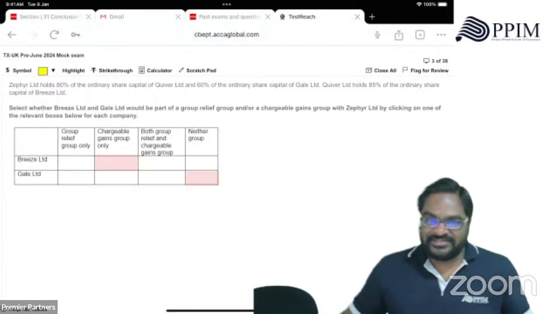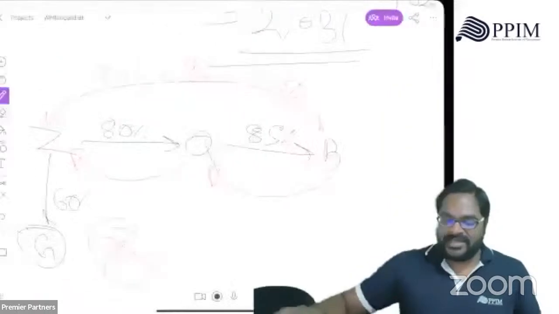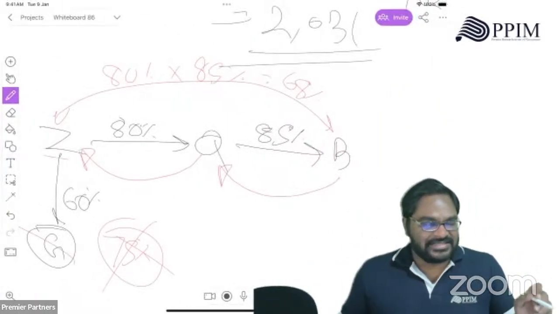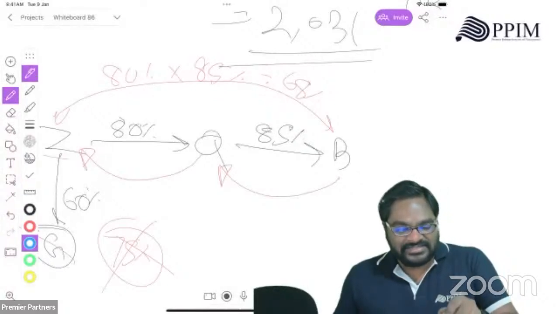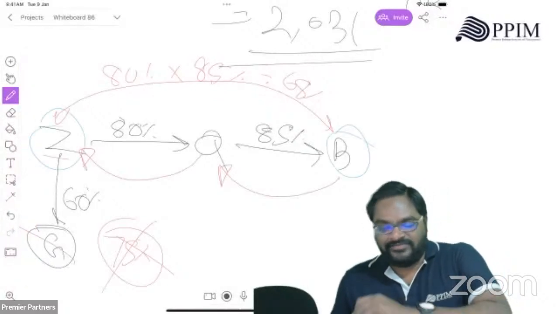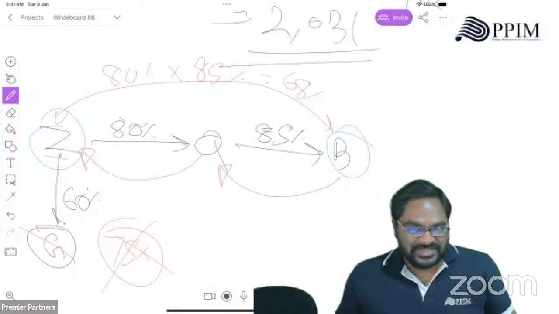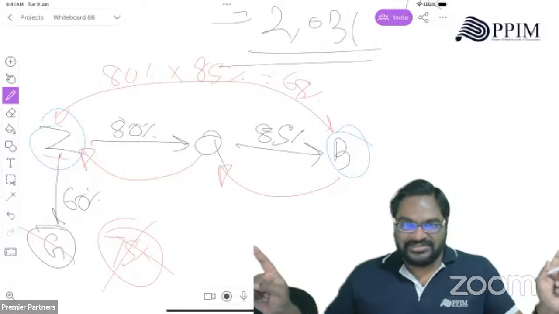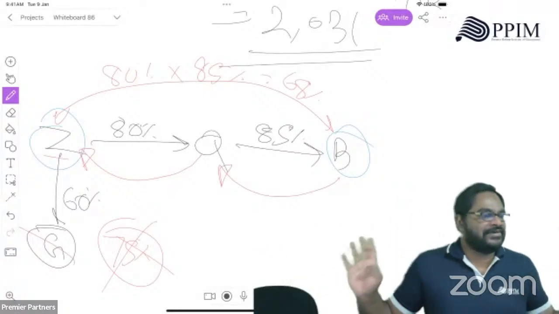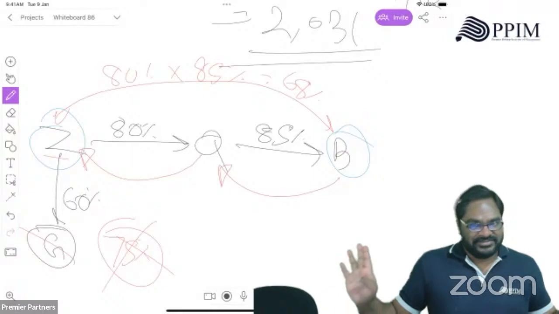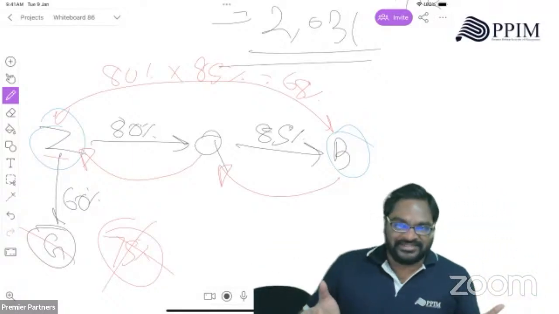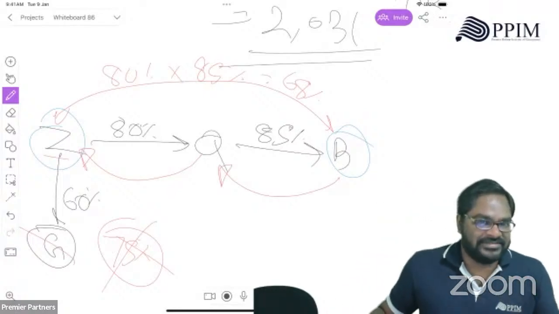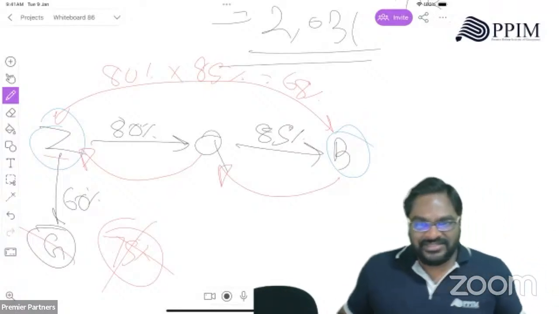What do you think? Keep in mind, they are not asking all three together. They are asking what kind of a relationship Z can create with B. Agree? So to create a group relief group alone, you need to have 75% ownership structure. Agree? Which is not here. But a chargeable gain group you can form here. Agree?